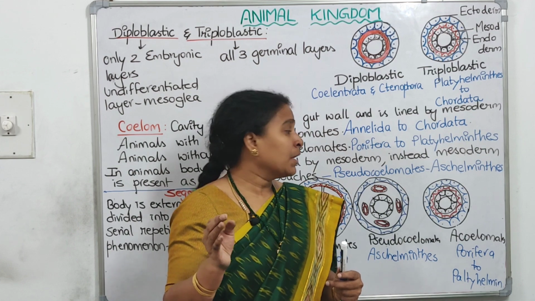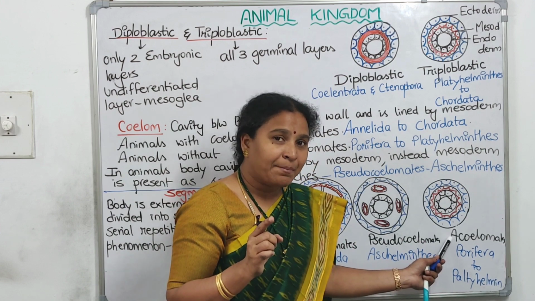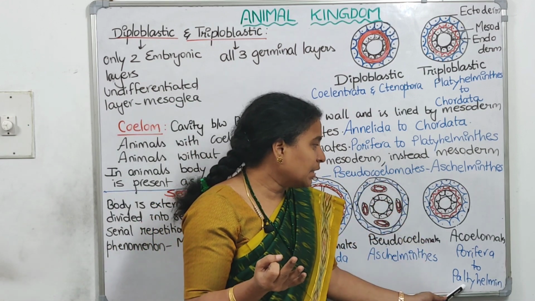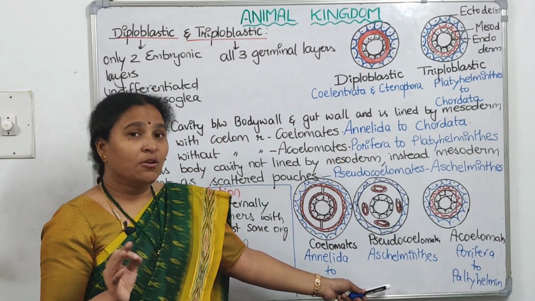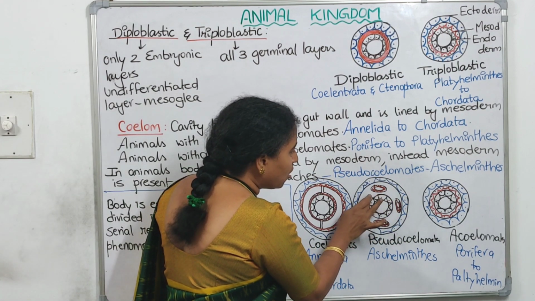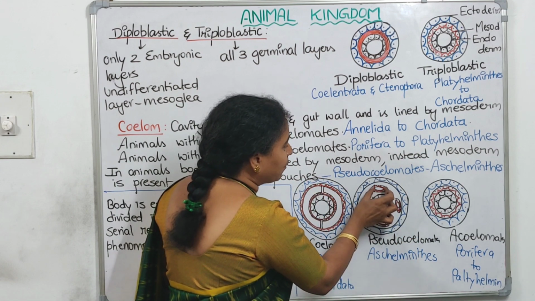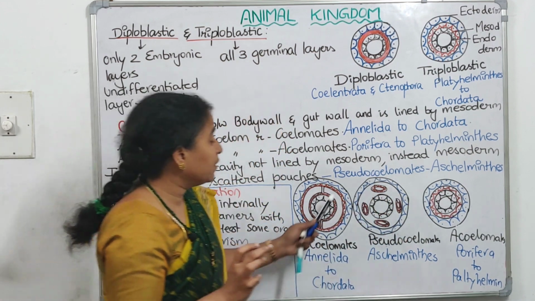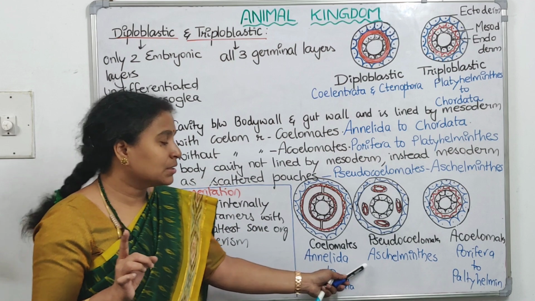Wherever you see, there are cells: ectoderm, endoderm, mesoderm. There's no cavity, so it's called acoelomate. Examples for acoelomates we wrote here: Porifera, Coelenterata, Ctenophora, Platyhelminthes. So you need to identify this diagram as acoelomate. Then coelom is there, meaning space is there, but the space is not lined by mesoderm. Then where is mesoderm? The mesoderm is present as scattered pouches here, here, here. If the mesoderm is present as scattered pouches between ectoderm and endoderm, then that is called pseudocoelomate. The phylum example here is Aschelminthes.